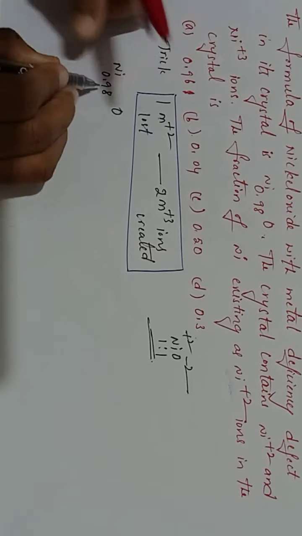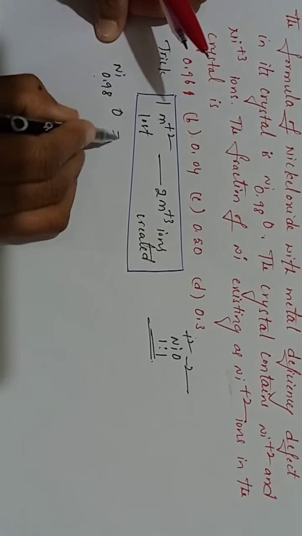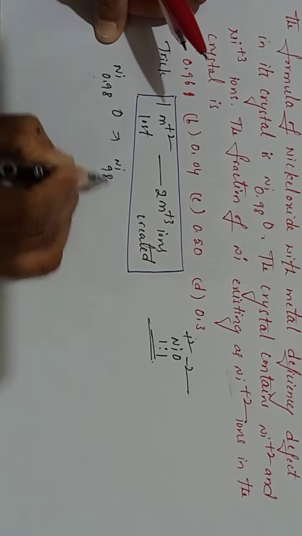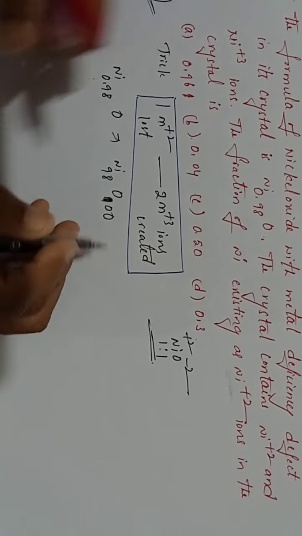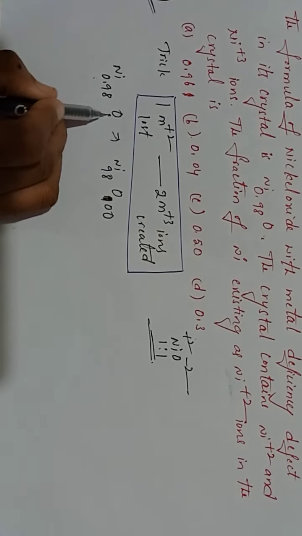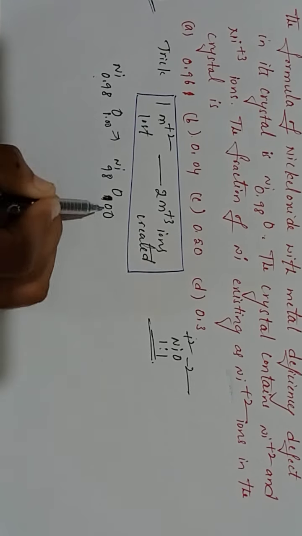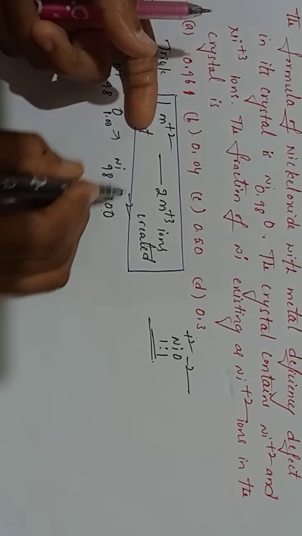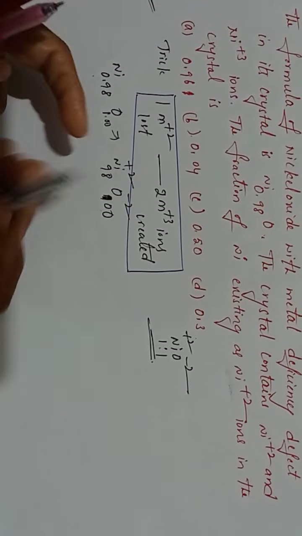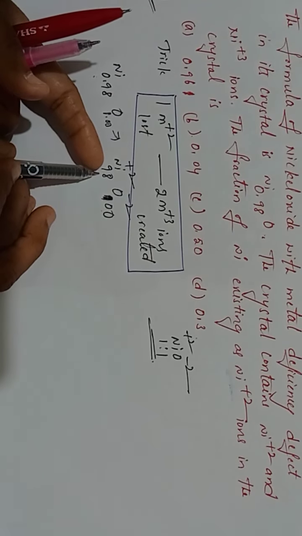Just multiply with 100, students. What will you get? Nickel 98, and oxygen how much, students? 100. Correct? Oxygen is 100, so it is 1 only. So when you multiply with 100, you will get this. The oxidation state is -2, and this one is +2. That means how many Ni+2 ions lost, students?